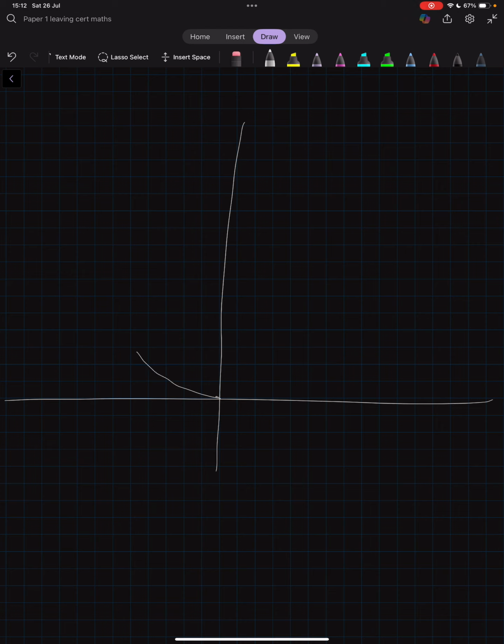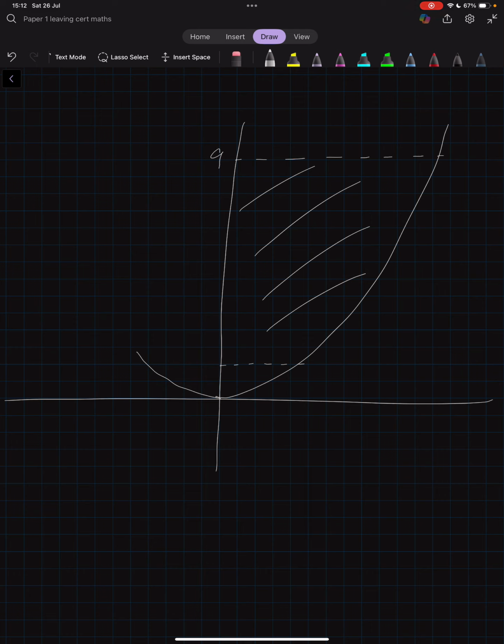It's asking you, so here you have y equals x squared. And it wants to know what's the area in here between 9 and 1.